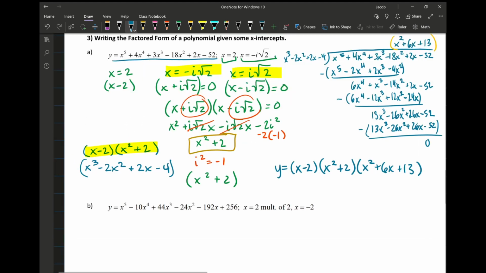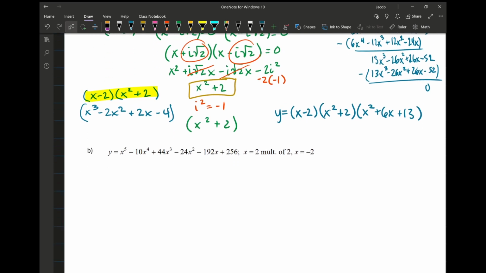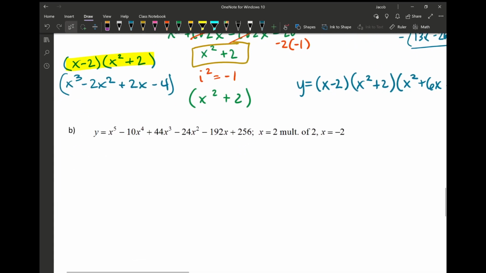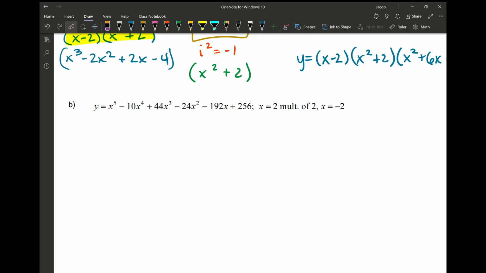And looking at B, I'd like you to try this one. The setup is going to require you to remember multiplicity. So you'll start off with the factors x plus 2 and x minus 2 squared, because we have an x-intercept at 2 with a multiplicity of 2. So I'll let you start that one and you'll see the answer when we finish the video.